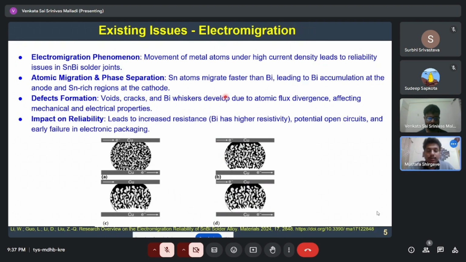The tin atoms migrate faster than bismuth atoms. So it is leading to the accumulation of bismuth atoms at the anode and the tin-rich region at the cathode. The picture below is showing the separation, the accumulation on one side of the bismuth and the accumulation of the tin-rich region at the cathode. So this is due to the unequal atomic diffusion.